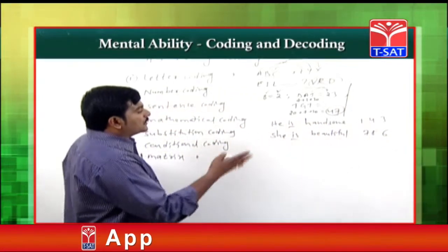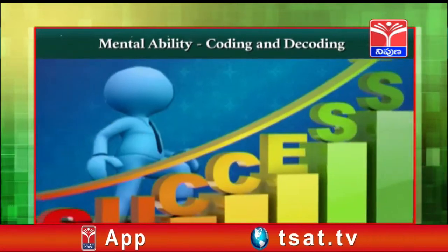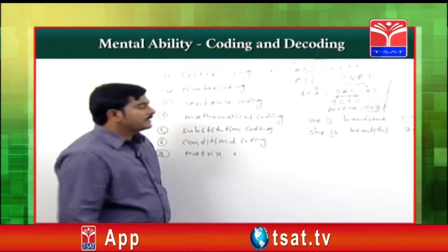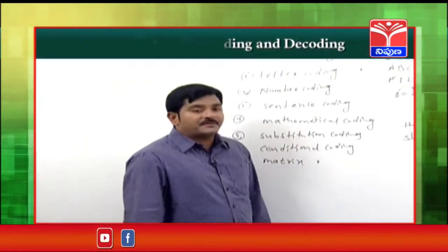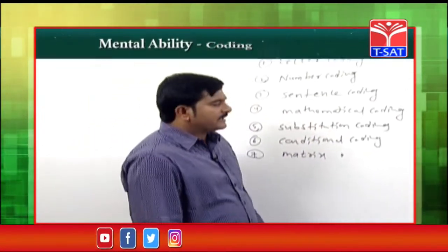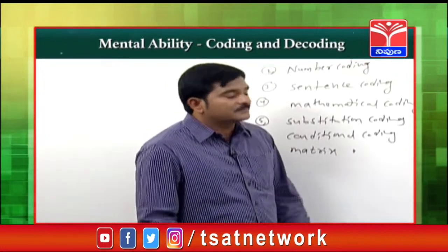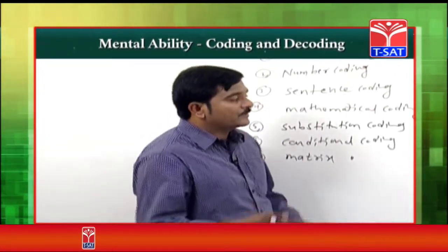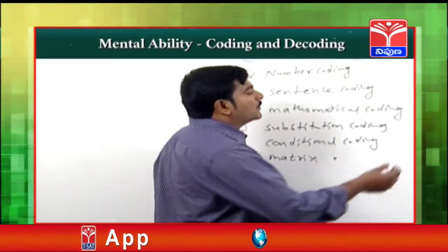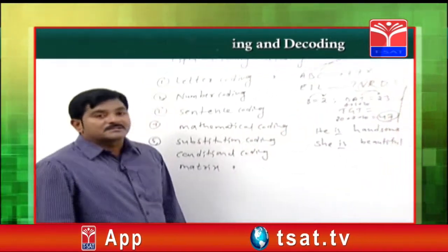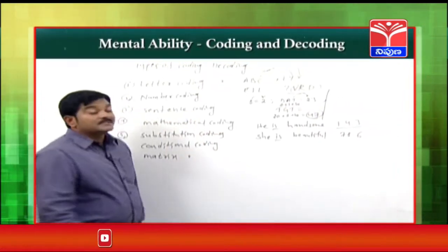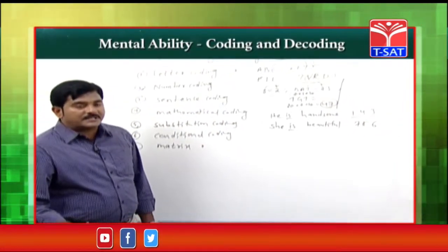So that kind of coding is called sentence coding. He is handsome is expressed as 143, or she is beautiful can be expressed as 786. Then what is the code for the word handsome, or the word is, or the word beautiful, and so on. So this kind of coding is called sentence coding.